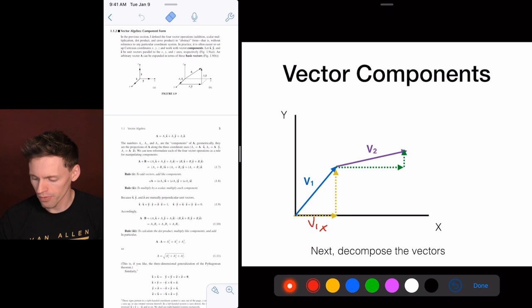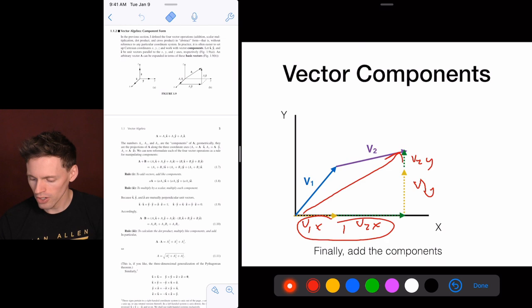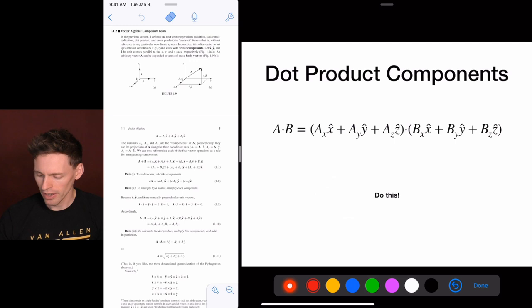Next, we want to add them together. So we can add v1x plus v2x, and then v1y plus v2y. And our new vector is that in the x direction and that in the y direction. So we can write it as x hat and y hat. Continuing on here, add those components up. The new vector is there.